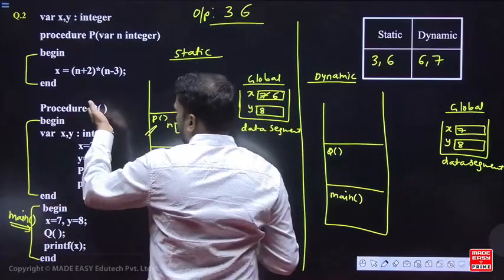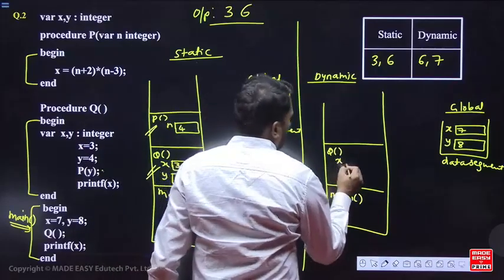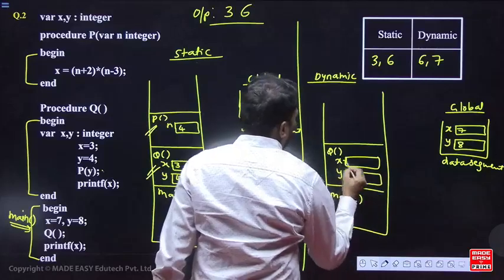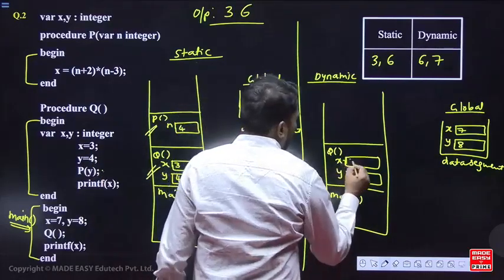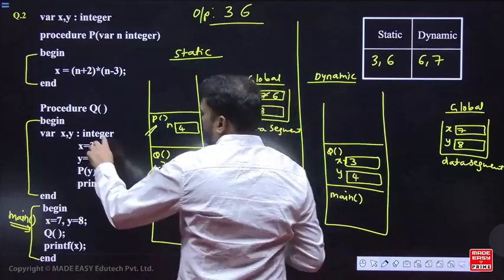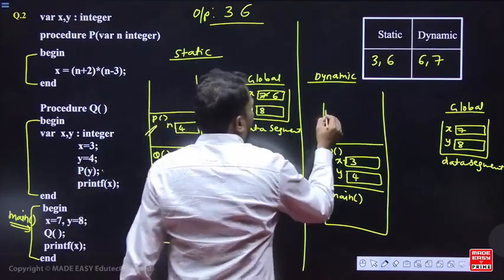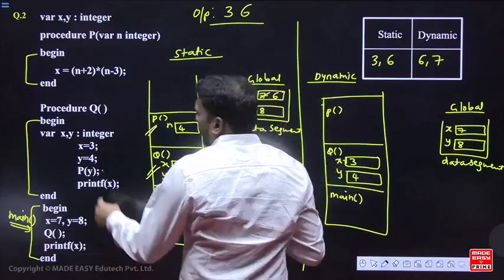When the function q is pushed, you come here: variables x, y integer. So x and y are both local variables, and x equal to 3, y equal to 4. That is just assignment. And next you call the function p, passing y. When you call the function p here, function p will be pushed into the stack, and you are passing y.